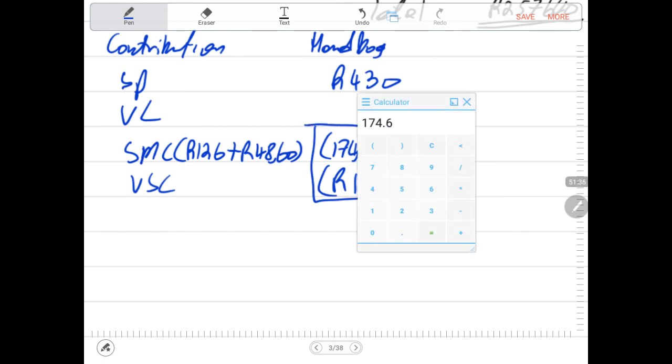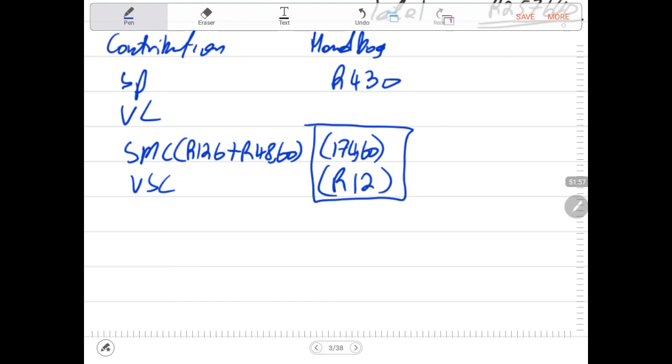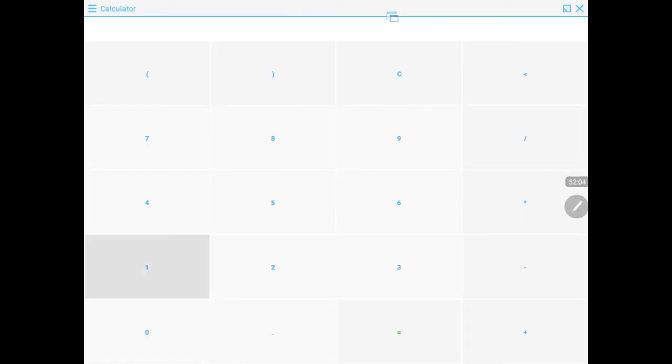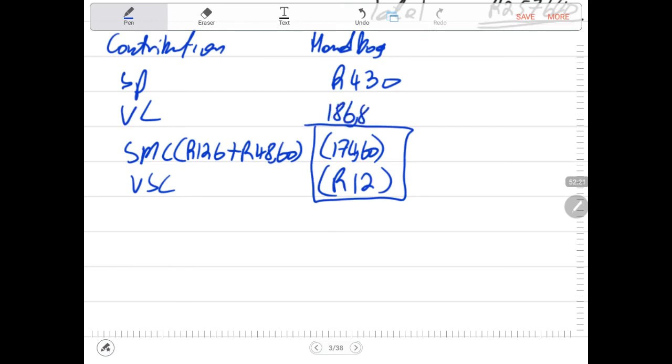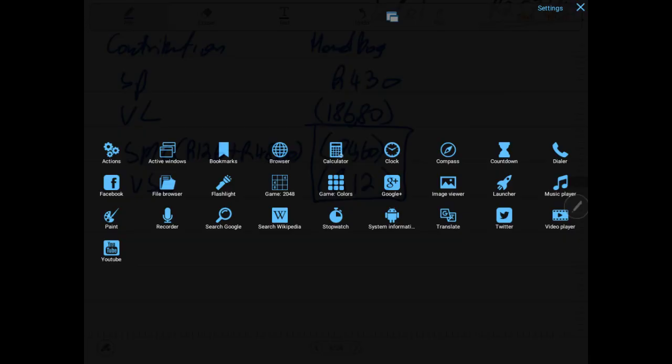Then we add the two: 174.60 plus 12, we get 186.60. Let me just recheck this calculator.